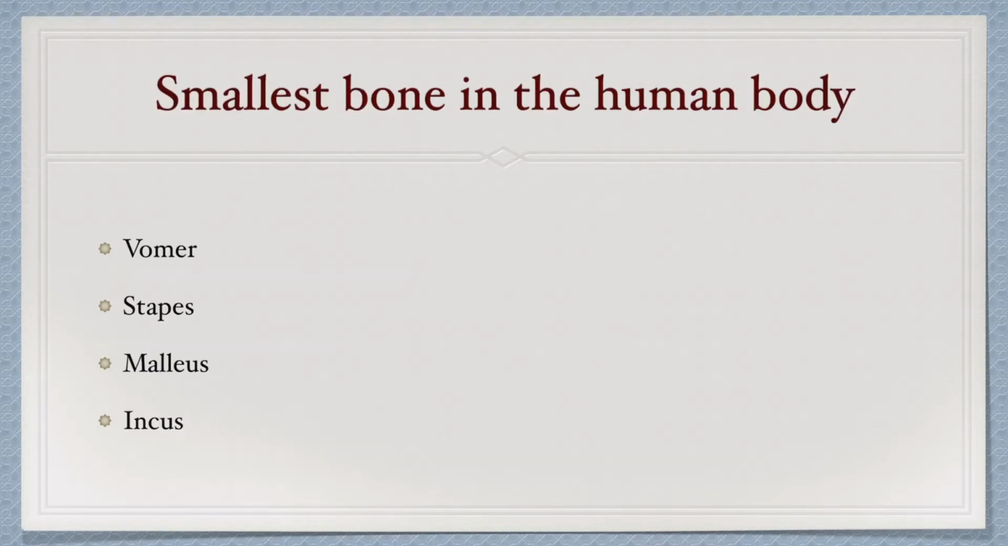So next question is: the smallest bone in the human body is. So the stapes is the smallest bone in the human body. It is a stirrup-shaped bone and the smallest bone in the human body, which is found in the middle of the human ear. So the second option will be correct. And the femur is the largest bone in the human body.